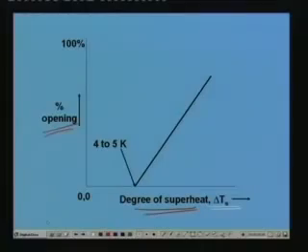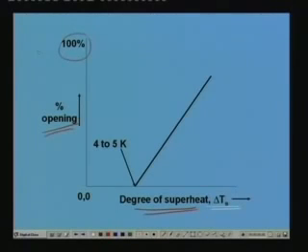So this is shown in this picture. You can see that here the degree of superheat delta Ts is plotted on the x-axis. On the y-axis you have the percent opening of the valve. When the percent opening is 0, that means the flow rate is 0. Percent opening of 100% means the mass flow rate is maximum.